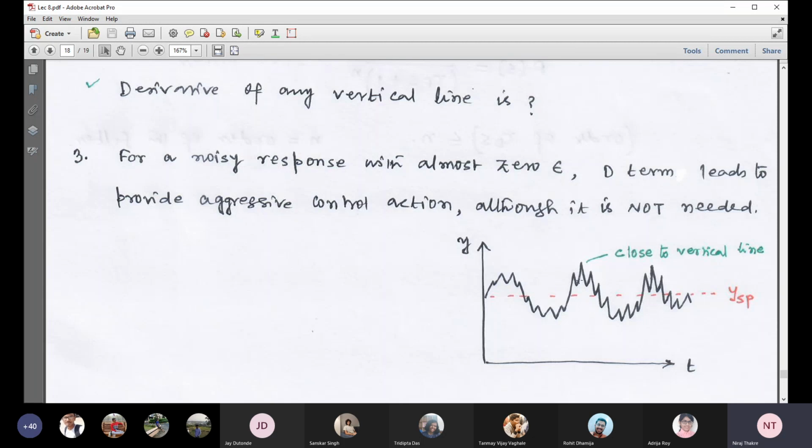And in fact, you are understanding here, you see, this change is although not vertical, but it's close to a vertical line. Only difference is that here there is one time duration involved. Okay. So it is close to a vertical line. Now, if the derivative action is implemented, derivative action may take aggressive action because of this, which is not desirable. That is what is mentioned here. Got this point?